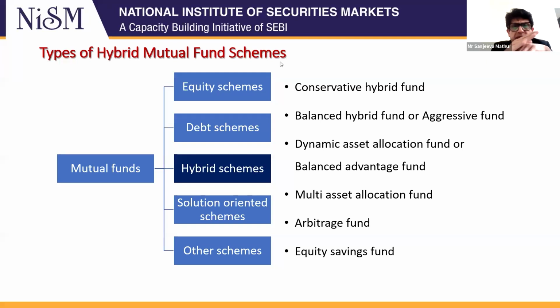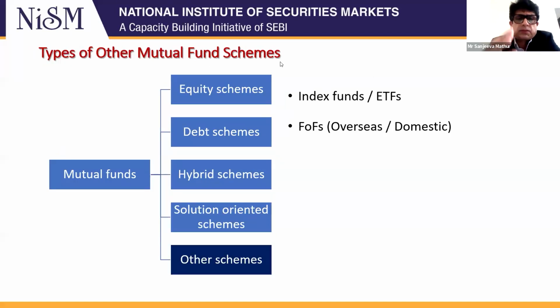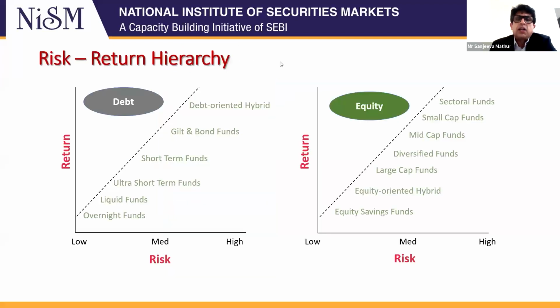Types of hybrid schemes: conservative hybrid, dynamic, multi-asset allocation fund, arbitrage, equity savings fund, various other schemes are there. And among other schemes, you have index fund, which copies an index, and fund of funds. Now, before we proceed further, we are not talking about debt today. We're talking about equity today.